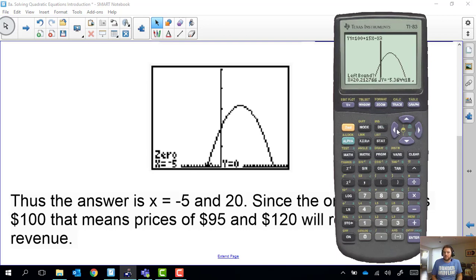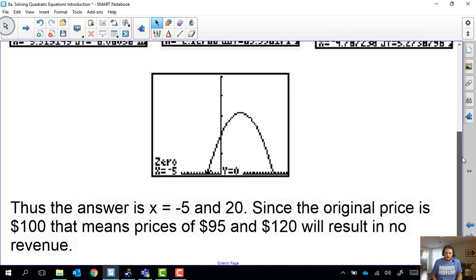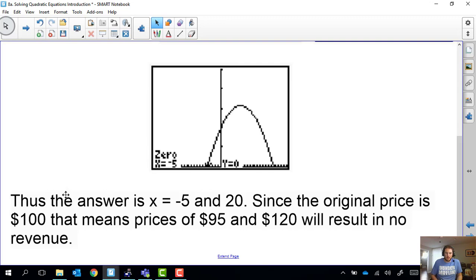Now again, I want to be to the left of this x-intercept. So I want the positive y value. I'm going to hit equals and then get a negative y value and hit equals again. And again, that third question says guess. So I'll hit guess and it gives me an x value of 20. So what that means is that my x values here are -5 and +20.